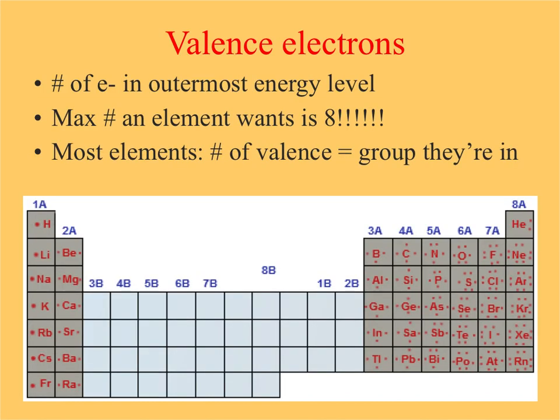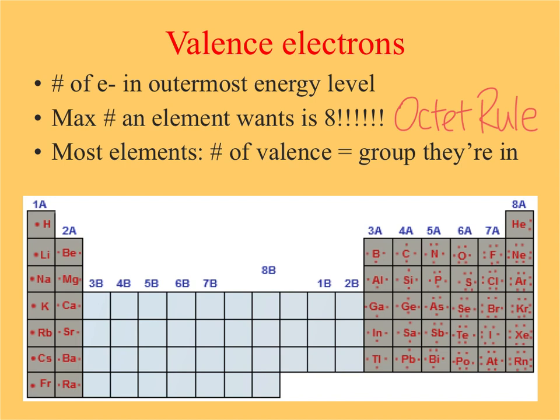I know we've talked about valence electrons before, but I just want to review it very quickly. The valence electrons are the number of electrons in the outermost energy level. So remember those rings that we've been seeing a lot. The max number an element wants is 8. That's where that octet rule comes in that you saw last week in the Gizmo.